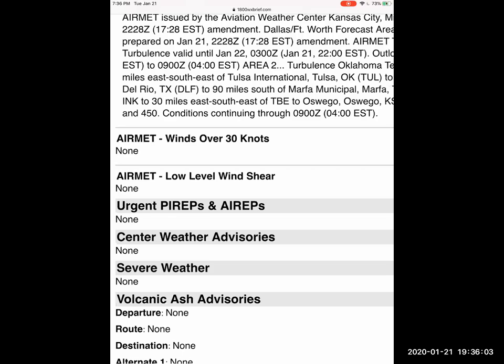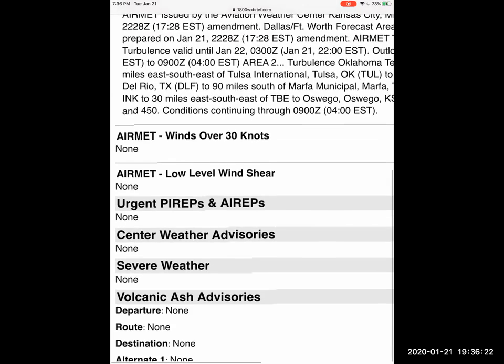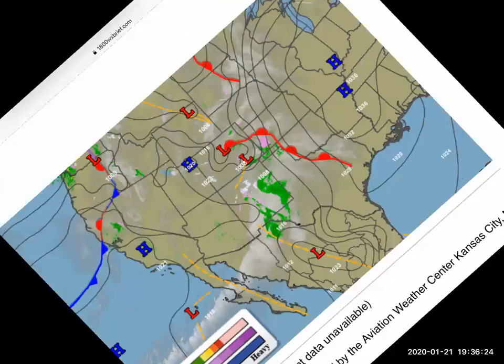Low-level wind shear, where they're encountering a shift in their airspeed while on approach in excess of 10 knots. Things like that would be cause for urgent pilot reports. So there's no urgent pilot reports. There's no associated center weather advisories. There's no severe weather advisories, and there's no volcanic ash advisories, which I guess we would expect should be the case.